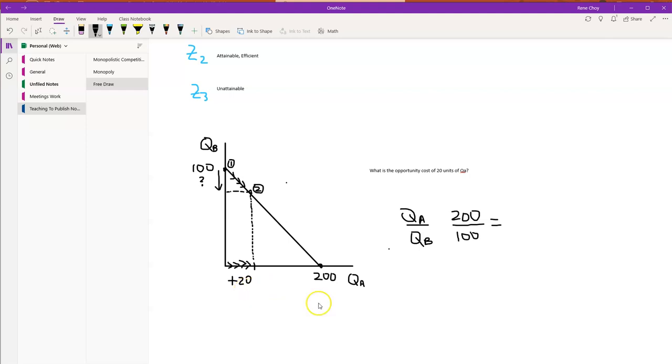Now, I want an extra 20 QA, and the question is, how much B do I have to give up? So the answer for this is to cross multiply and divide. To get the answer for X, I have to do 100 times 20 divided by 200, and that is 10. So I have to give up 10 B in order to obtain 20 QA. So the opportunity cost of 20 QA is 10 QB.